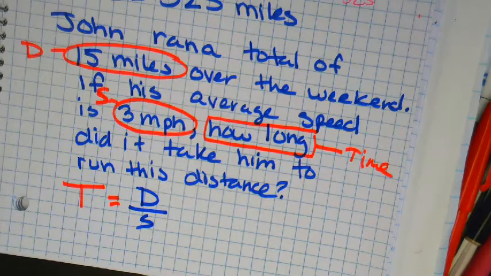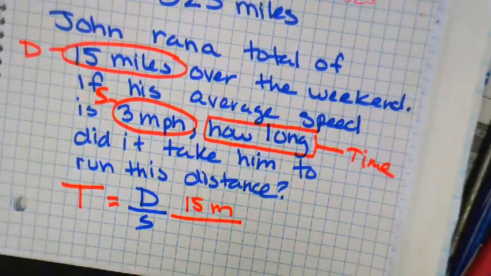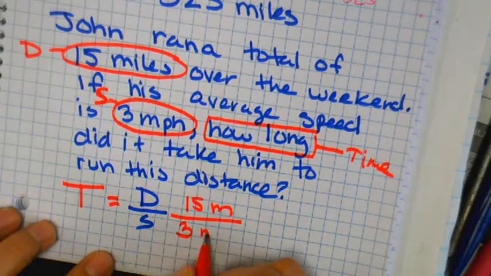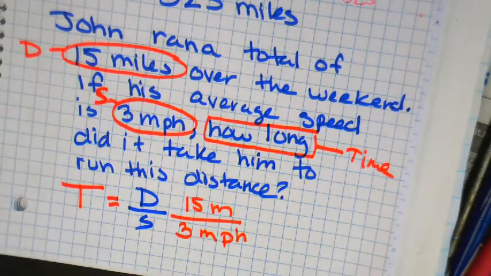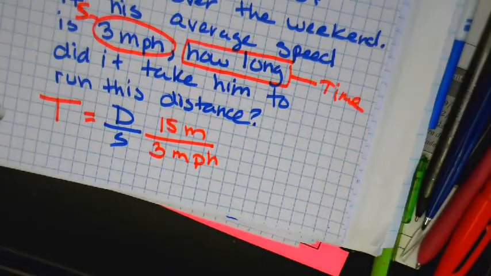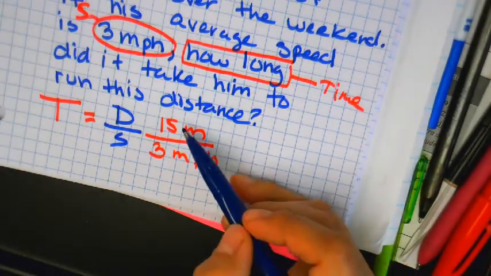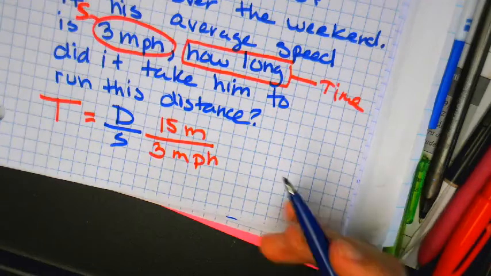So you're going to be using this for homework tonight in class. Don't be afraid. All right. What's my distance again? 15. What's my speed? 3 miles per hour. All right. So what do I do with these two numbers? Divide, because there's a line. What's 15 divided by 3? 5. So the math isn't hard.